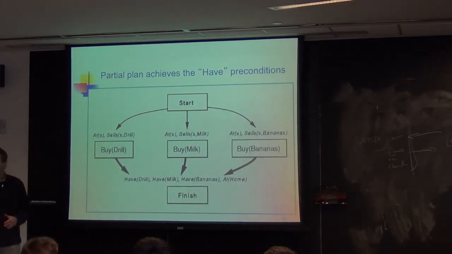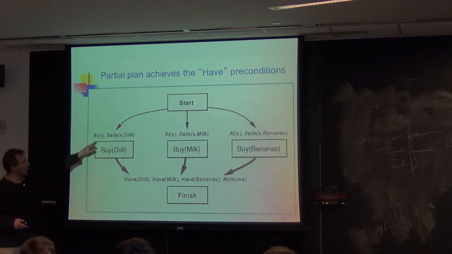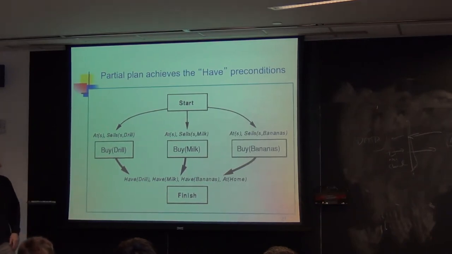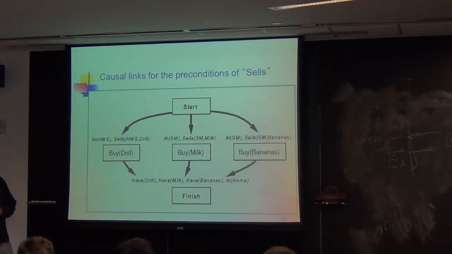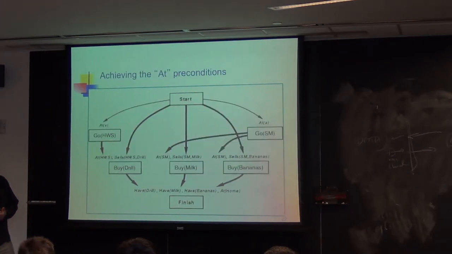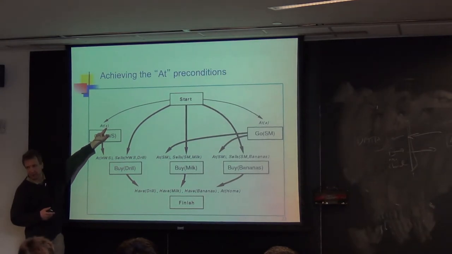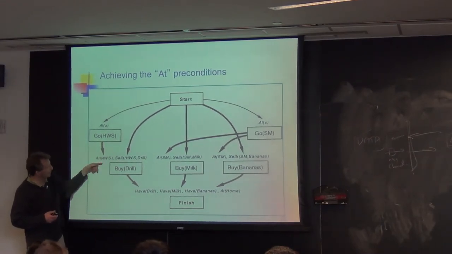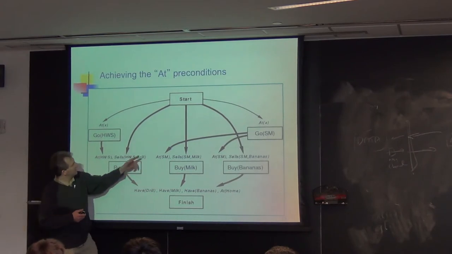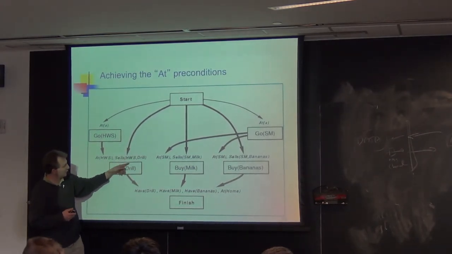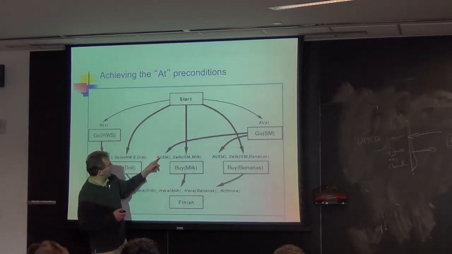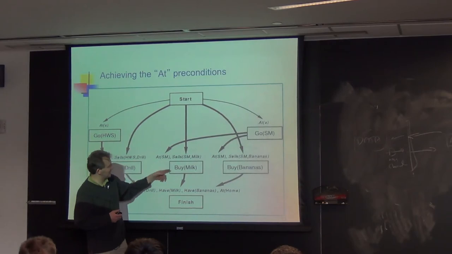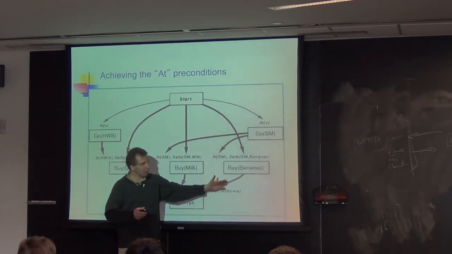Now, it's not a complete plan because we still have unsatisfied preconditions and ungrounded literals here, or variables. So the next thing to do is set the causal links for preconditions of sells. All right, so there they are. And now we're going to achieve the at. So we're going to now ground these variables here so we can get them into literals. And we want to say at x is, all right, we're going to go to the hardware store, which is going to satisfy this precondition. And this will work here. Same thing, this is the causal link for the haves, so we still have that working. We have this precondition that's unsatisfied, but we do the go to the supermarket, that satisfies this, and that satisfies that, and we're, again, good to go.